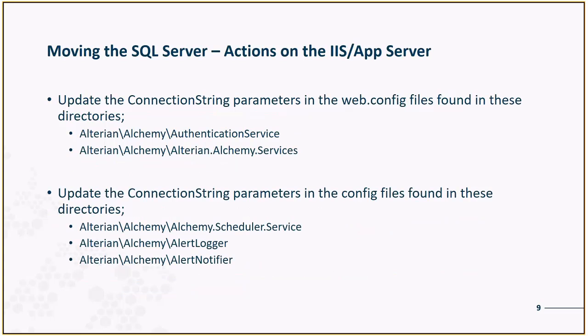Then moving over to the IIS app server or the web server, update the connection string parameters in the web.config files found in those directories. That's Ulterior Alchemy authentication service and Ulterior Alchemy Ulterior.alchemy.services. And also update the connection string parameters in the config files in those directories for services. That's the Alchemy scheduler service, the alert logger, and alert notifier.